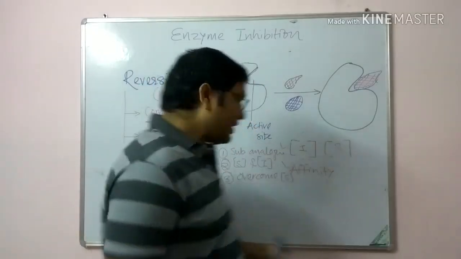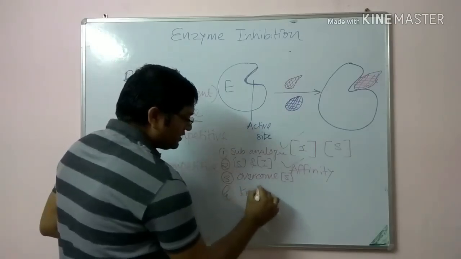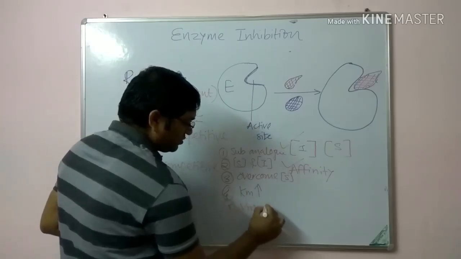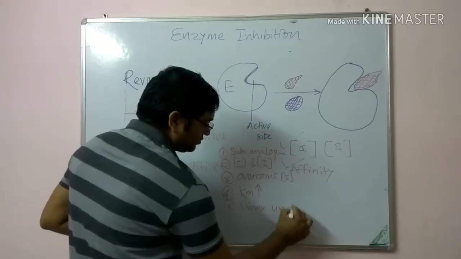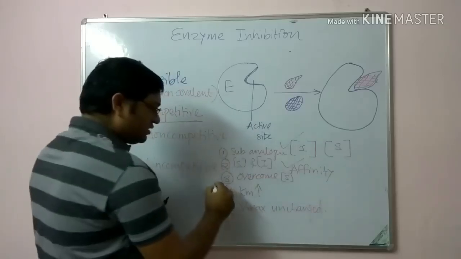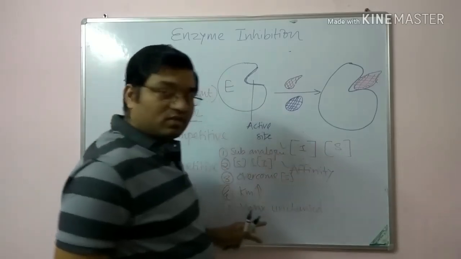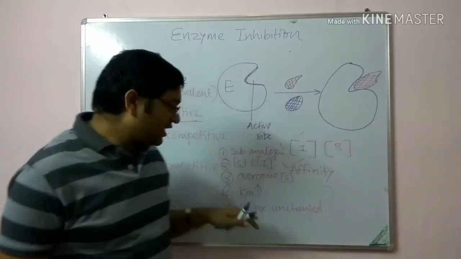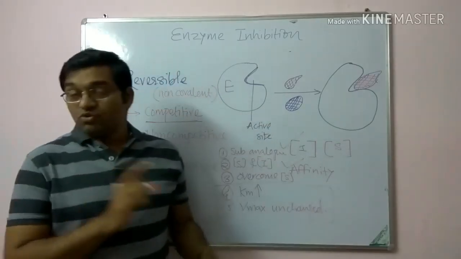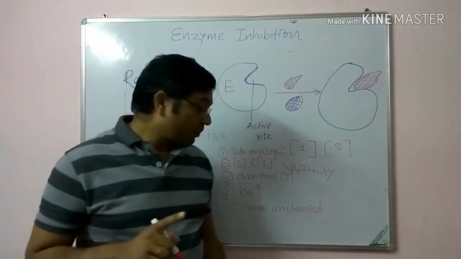In this type of reaction, Km value increases and Vmax remains unchanged. So this is an important MCQ part. In competitive inhibition, Km increases and Vmax remains unchanged. Remember, these are the most commonly asked MCQs in university exams, also in entrance exams.